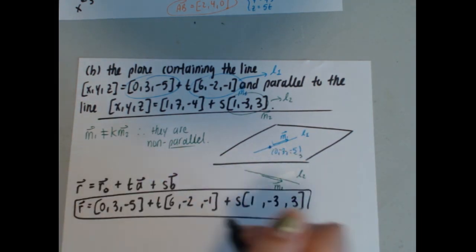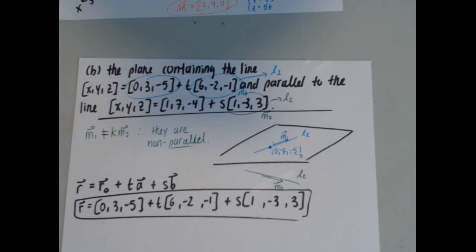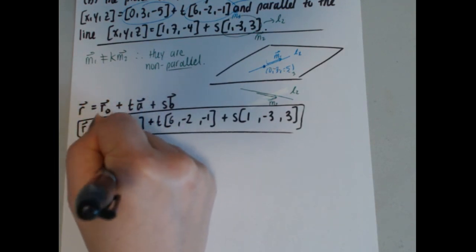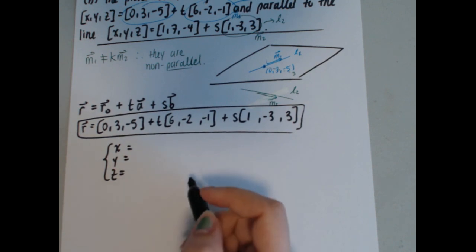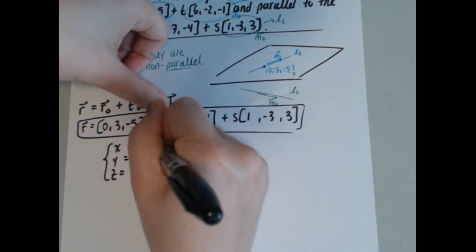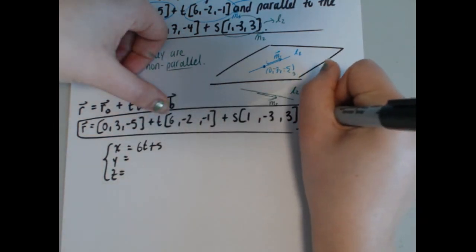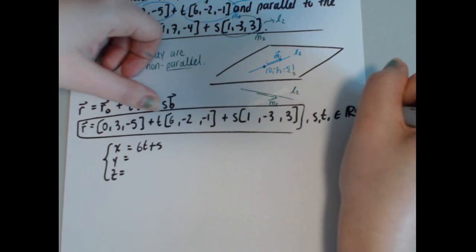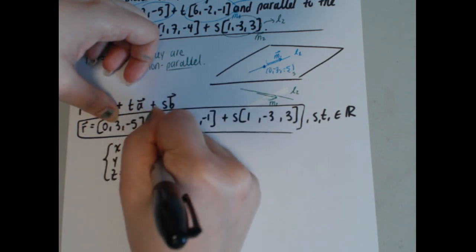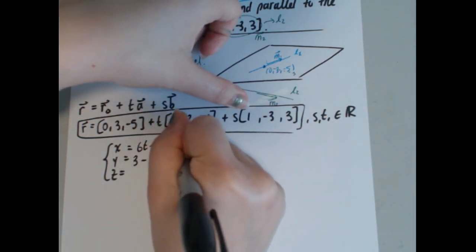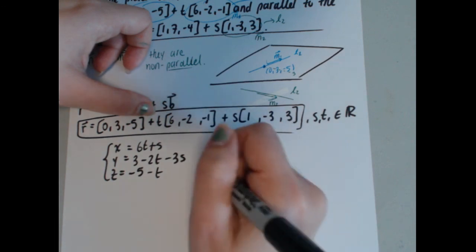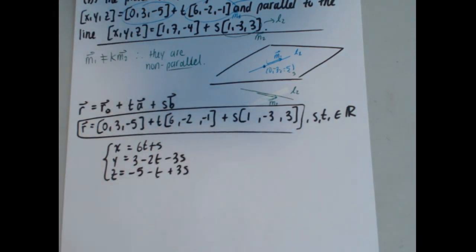Of course, you need the r on the left. And to get the parametric equations, that's the easy part. I just break this down into x, y, and z. So for x, I have 0, I don't need to write that, plus 6t plus s. So s and t are elements of the real numbers. For y, I have 3 minus 2t minus 3s. And for z, I have -5 minus t plus 3s. Okay, and that is it.